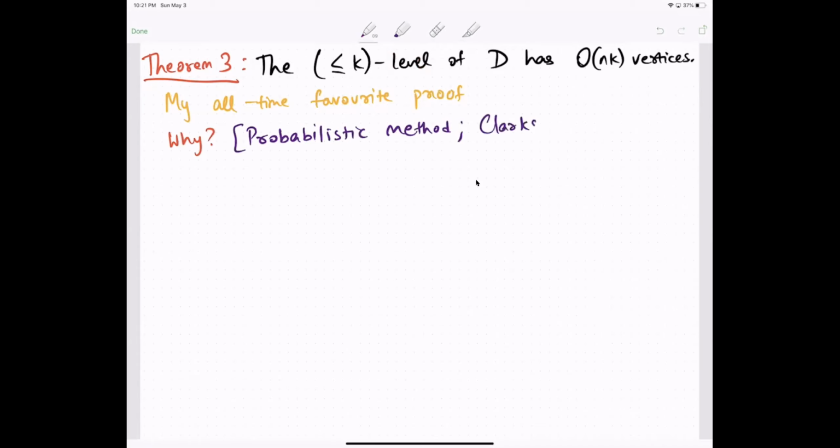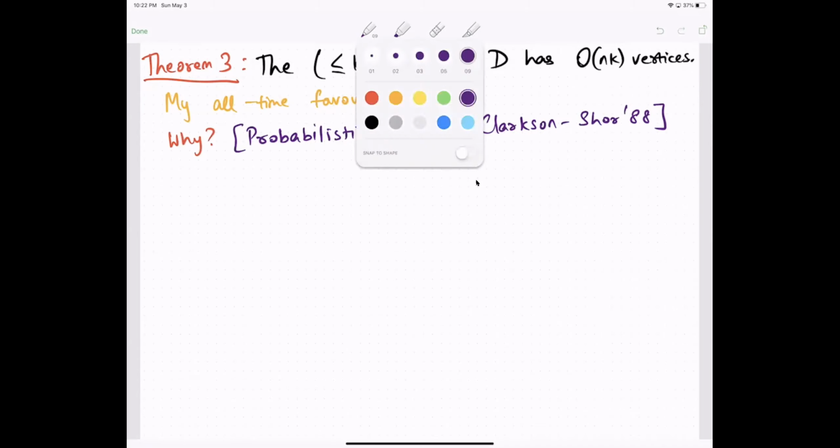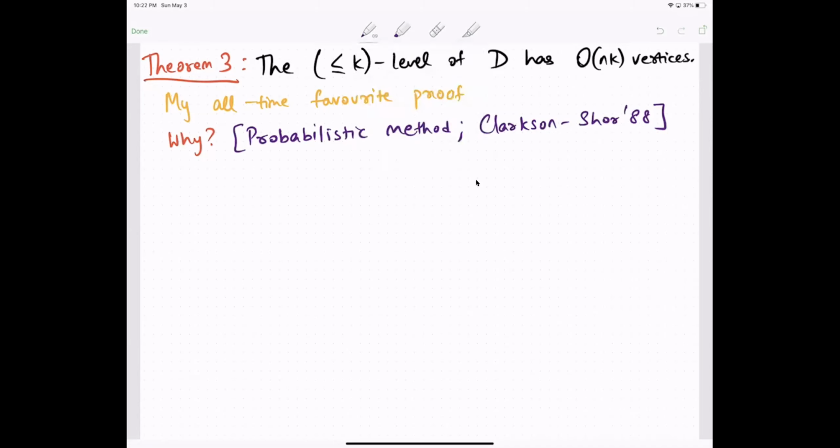And Clarkson and Shor wrote a couple of very influential papers. This probabilistic method was known before, but in the context of geometry, they are the ones who had introduced this. Okay, so after all that hype, hopefully you will also appreciate the proof. It might take some time for you to sink it in, but okay, let's go ahead.